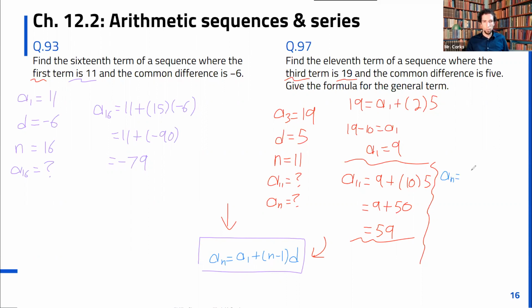So A1, what did we say? A1 is 9 plus n minus 1 times 5. So 9 plus 5n minus 5. Let's write this the other way: 5n plus 4. Okay, there's our general term.